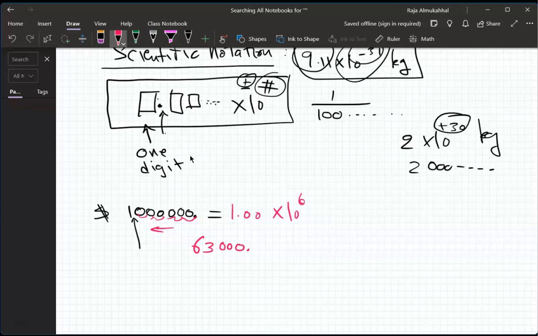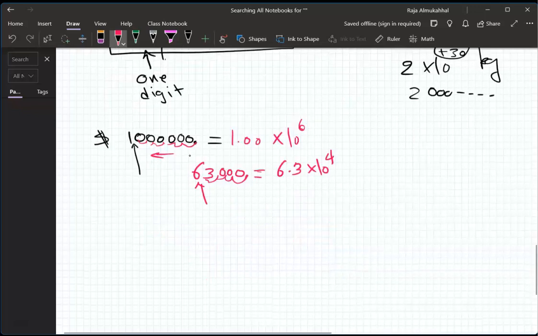Let's say I have 63000, and the decimal is here. Again, maybe the decimal is invisible. And let's say, how would you write it? Well, obviously the decimal should be here, but it's just not written. So now you want to count how many steps you have to go until you get to the right of 6. So it's going to be 1, 2, 3, 4. So it becomes 6.3 times 10 to the 4. You see what I'm saying?